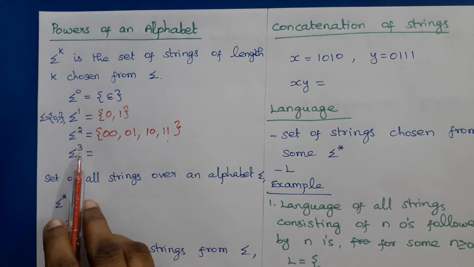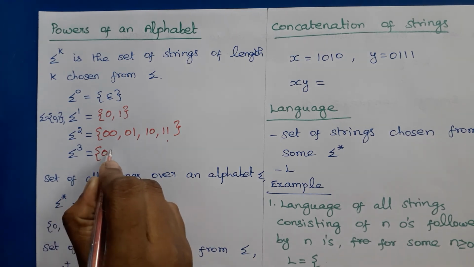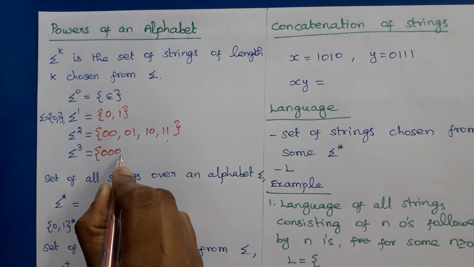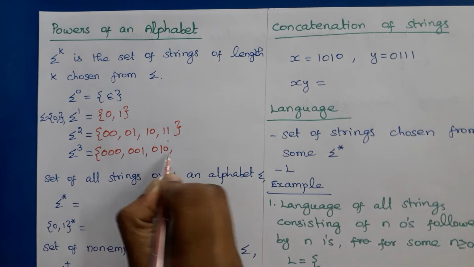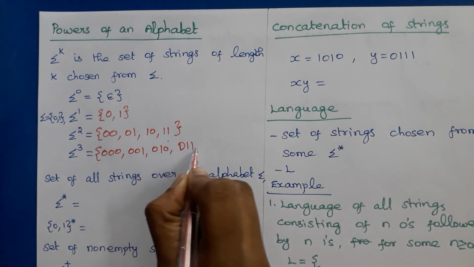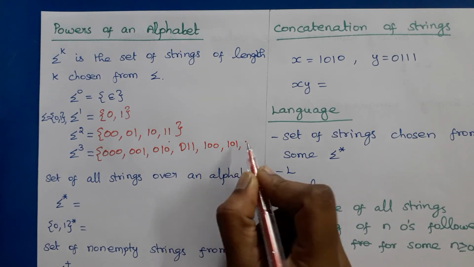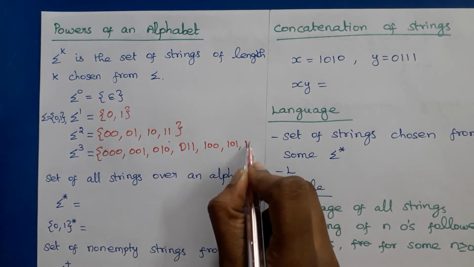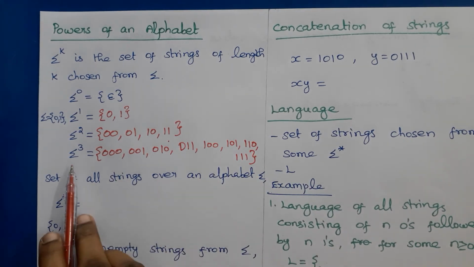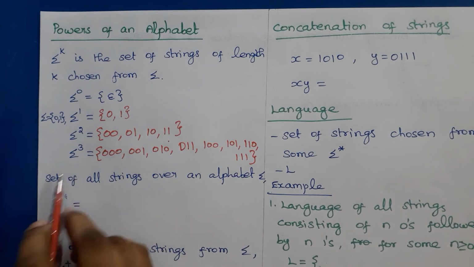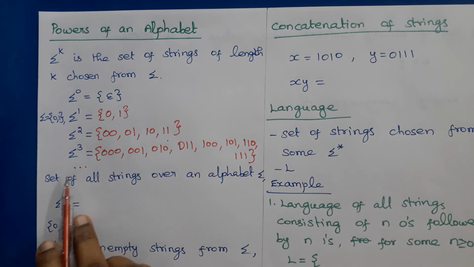Then next is sigma to the power 3, which means we need to choose all the length 3 strings from this binary alphabet. So the possible combinations are 000, 001, 010, 011, 100, 101, 110 and 111. So these are all the 8 strings that can be chosen from sigma to the power 3. So similarly we can write for all the cases.